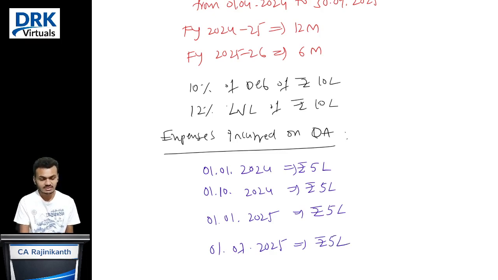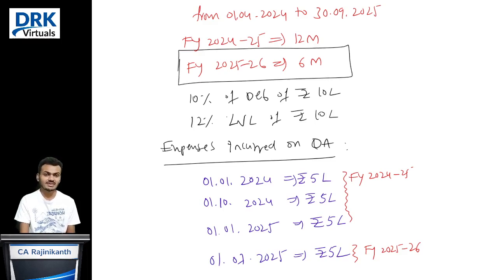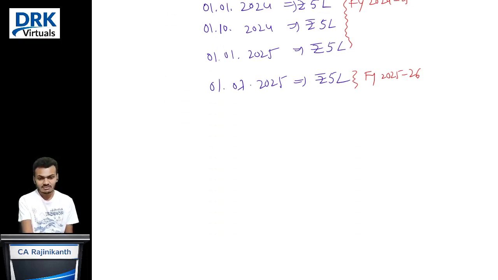So from this list, we can say that first 3 expenses are related to financial year 24-25, and next one is related to financial year 25-26. Correct? One important point we should keep in our mind is second financial year covers only 6 months. It means what? We should capitalize the interest cost only to the extent of 6 months. Right? So let's start.